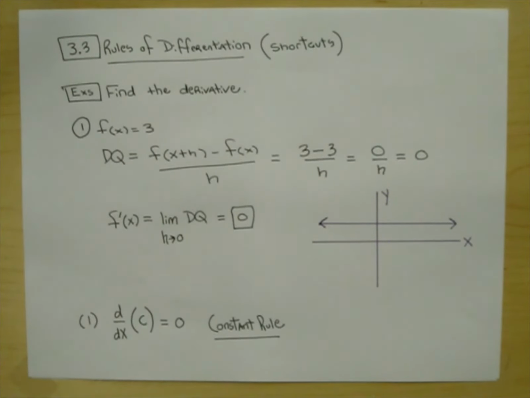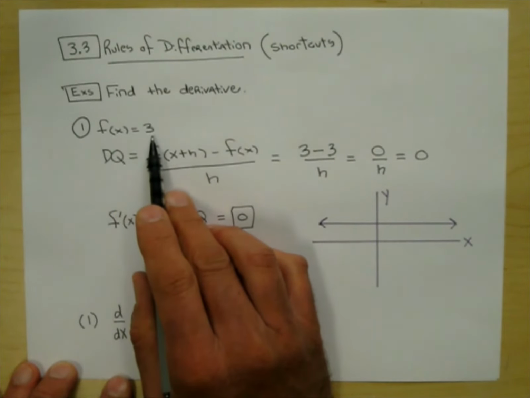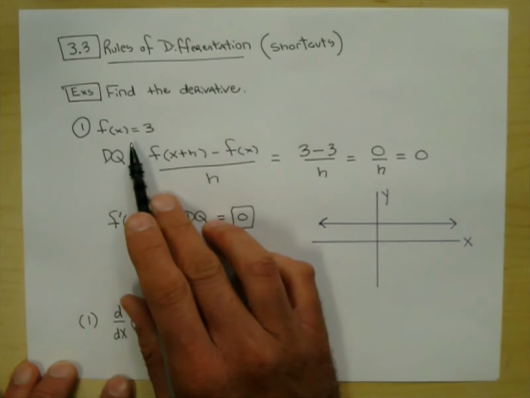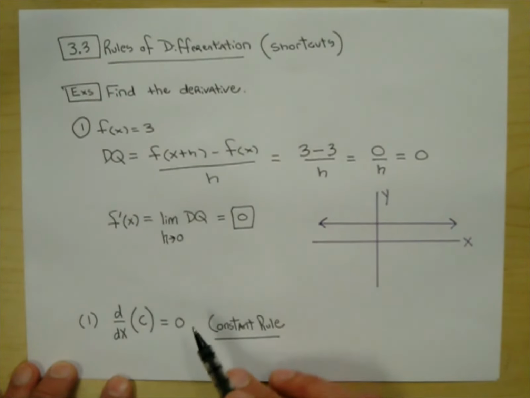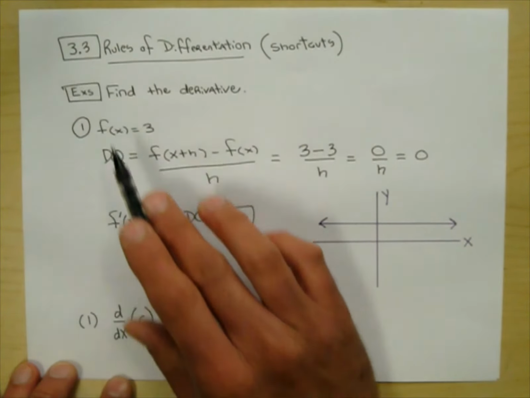Okay, so that is our first rule of derivatives. It's a shortcut because, if in your homework you have another one that says f of x equals 17, you don't have to do the DQ anymore. Now you can just say it's 0. Now, of course, on the test, if they ask you to find the derivative using the definition or using the difference quotient, you have to show the work on that. But for the most part, from 3.3 beyond, you can use the shortcut.